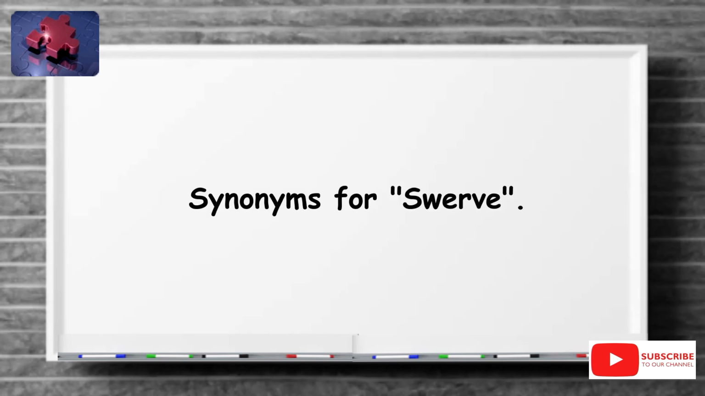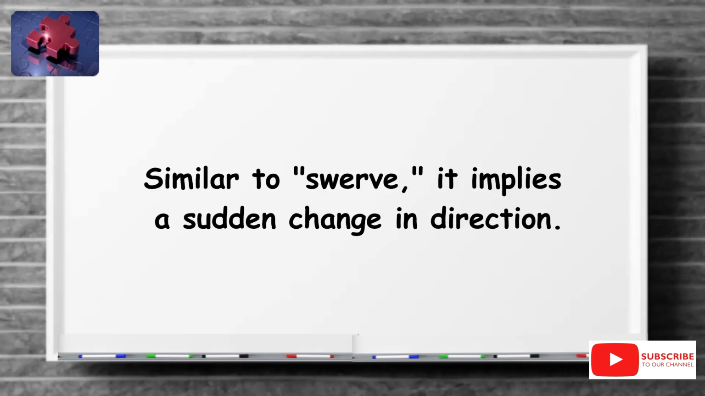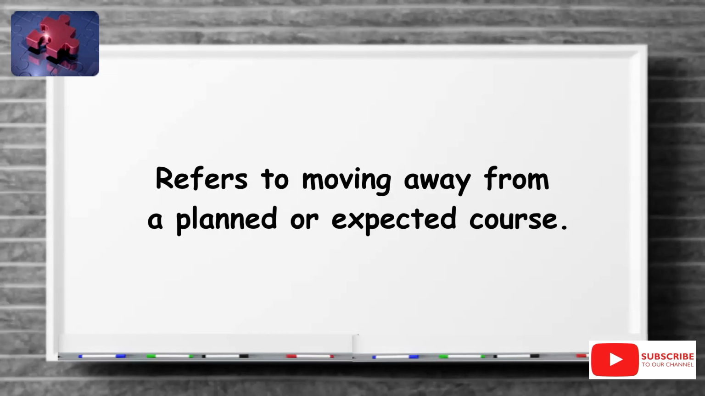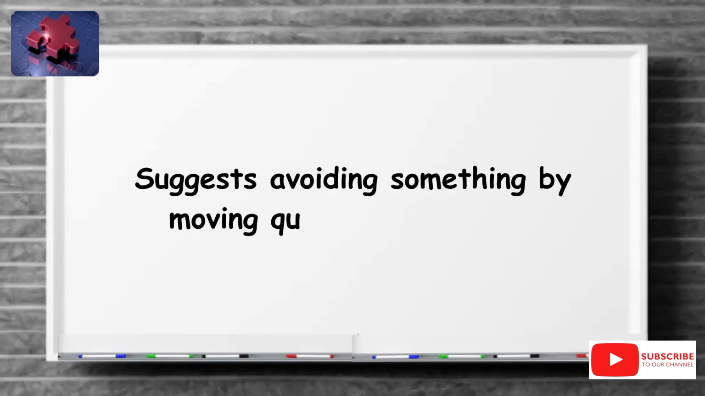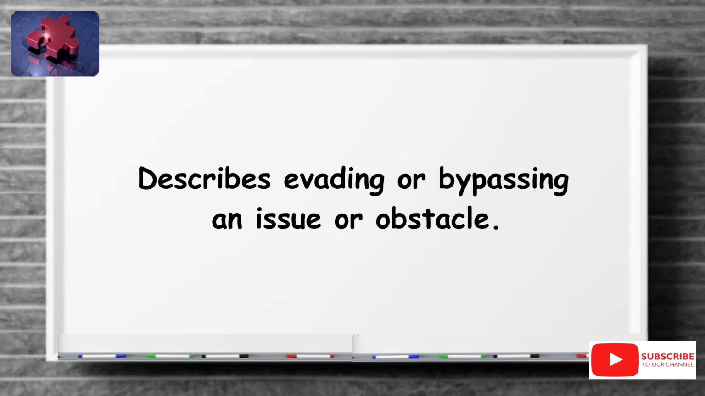Synonyms for swerve. If you want to diversify your vocabulary, here are a few synonyms for swerve that can be used interchangeably in certain contexts. Veer. Similar to swerve, it implies a sudden change in direction. Deviate. Refers to moving away from a planned or expected course. Dodge. Suggests avoiding something by moving quickly or skillfully. Sidestep. Describes evading or bypassing an issue or obstacle.